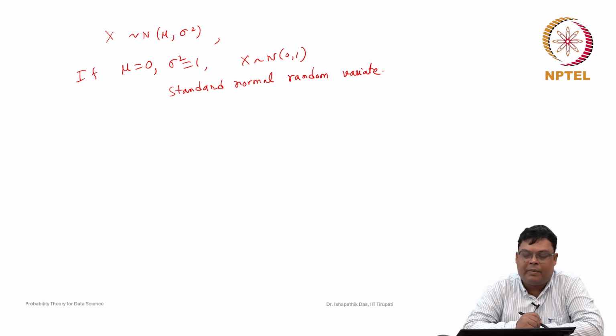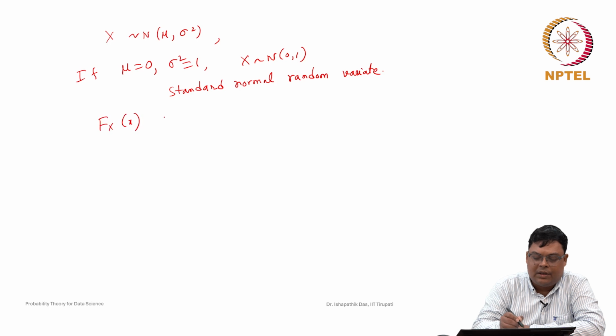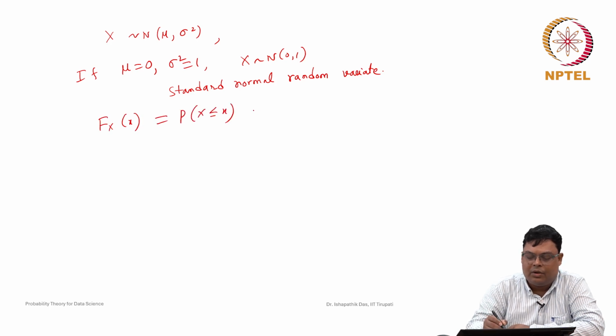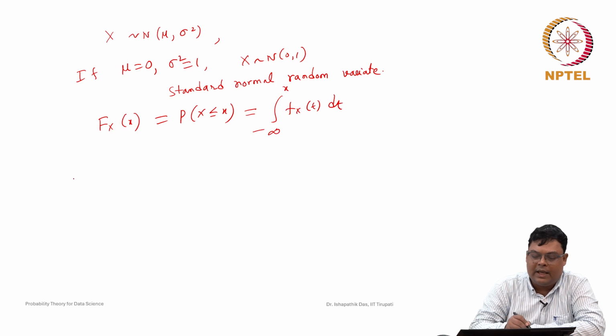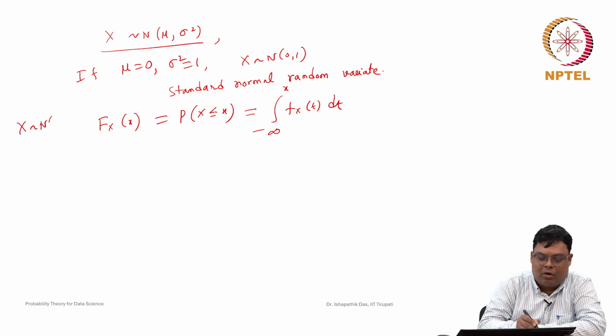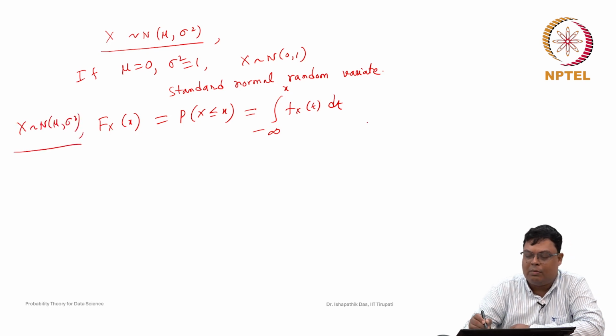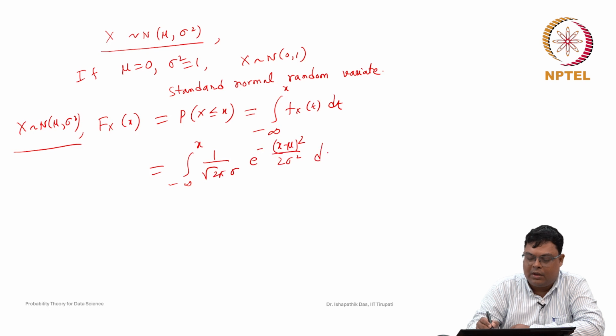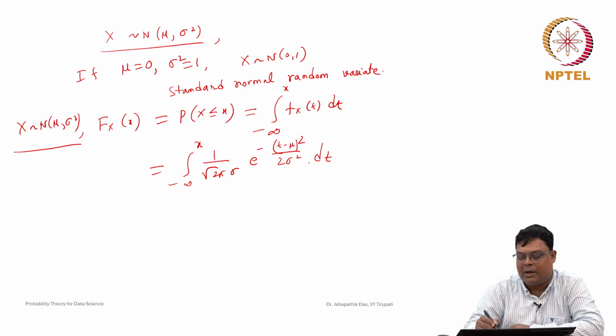Now if you want to find the cumulative distribution function of a normal random variable, F of x is equal to the probability that X is less than or equal to x. It is nothing but the integral from minus infinity to x of f of t dt. So for X a normal distribution in general with mu and sigma square, the cumulative distribution function is the integral from minus infinity to x of 1 by root 2 pi sigma e to the power of minus t minus mu whole square by 2 sigma square dt.